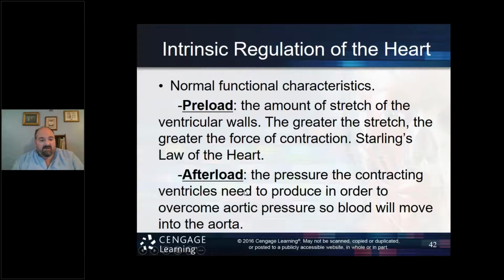Afterload is the pressure the contracting ventricles need to produce in order to overcome aortic pressure so blood will move out. So there has to be enough pressure created in the ventricle, pushing into the aorta, for the semilunar valves to open and for blood to flow out of the chambers and into pulmonic and systemic circulation.